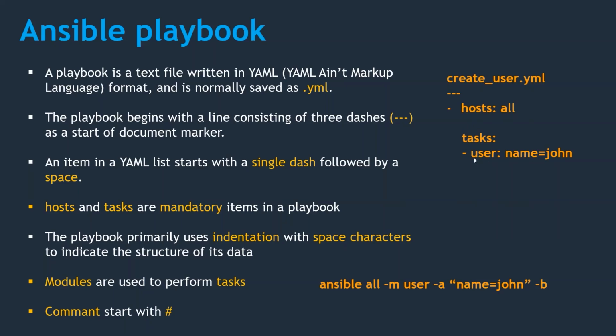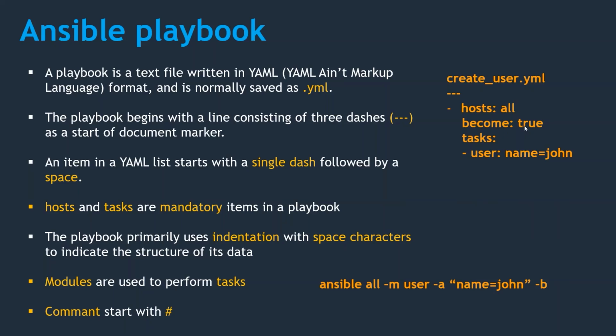This is a play, that is user. We are creating a user called John, that's why we need to specify minus user name is equal to John. So it means that we have converted all this except minus b. Now we need to become a root user to create this user, so we give become true. Become true means I am becoming a root user while executing this particular task.